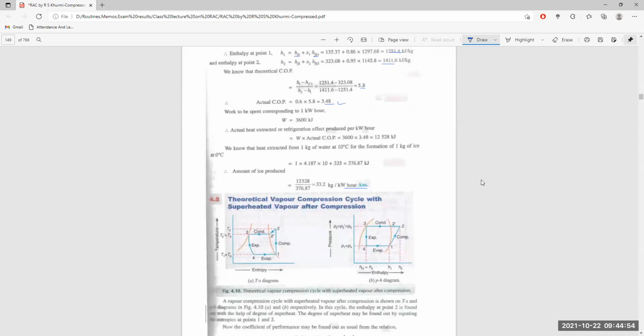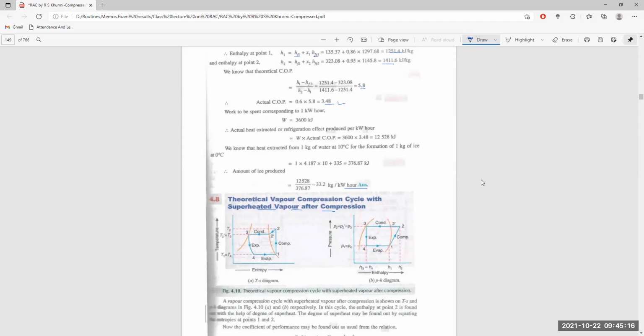Still, it's not over, so let me go to the next stage. Next, the theoretical vapor compression cycle with superheated vapor after compression. So what is that? It is said that after compression, the vapor remains superheated.